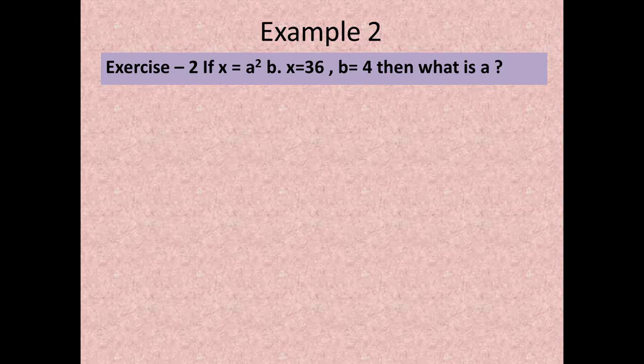Example 2. If x is equal to a square b, x is equal to 36, b is equal to 4, what is a?